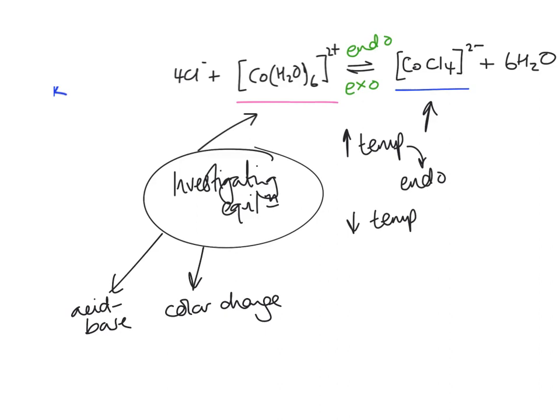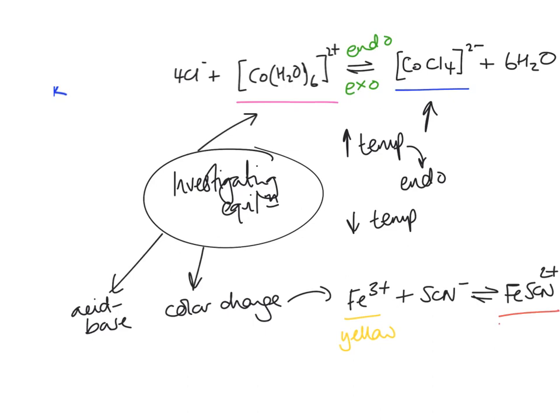Examples of other colour change reactions are Fe3+ plus thiocyanate ions going to FeSCN2+, and that's all because the Fe3+ is yellow, whereas the iron thiocyanate is blood red. And you can see other examples of these throughout.